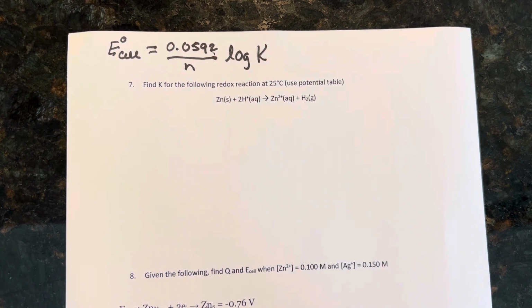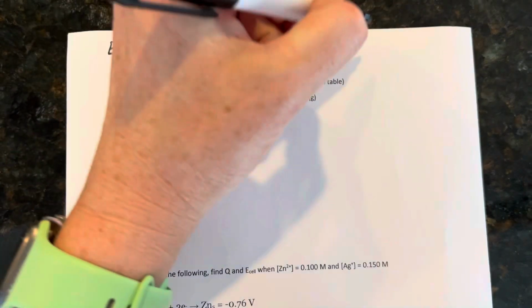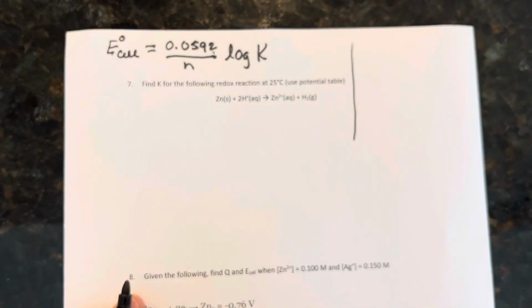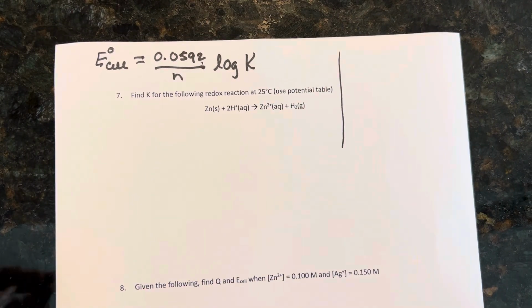When I did a bad job because I don't have a cell potential table. Dang it. Okay. Well, if you were to look at your potential table, you would see the following.